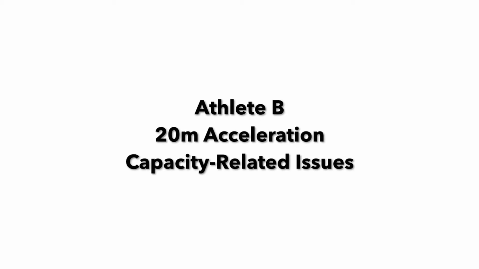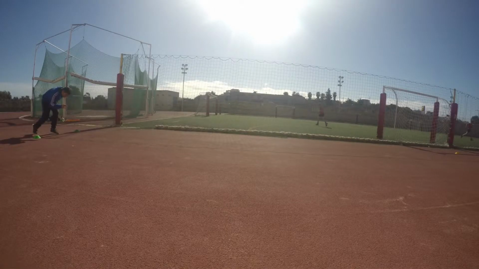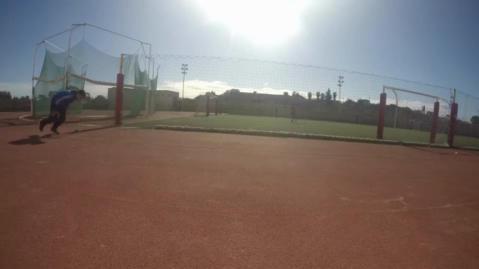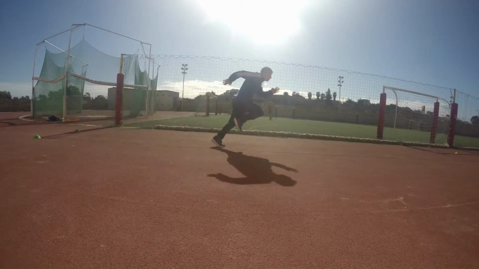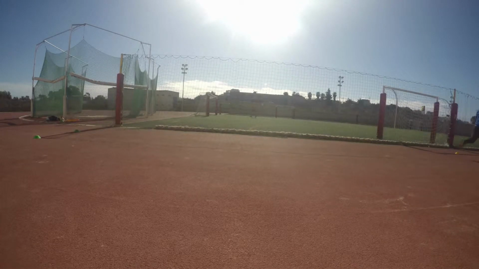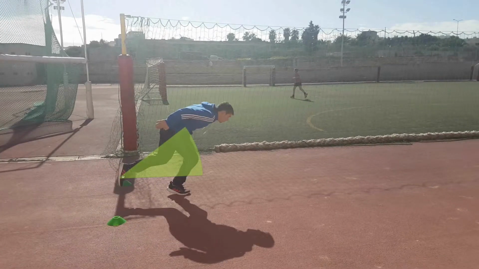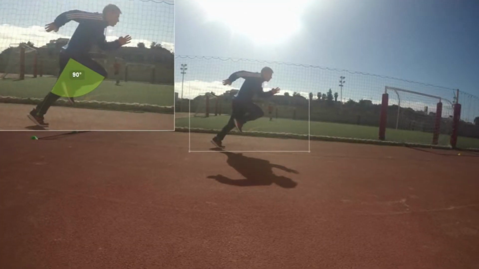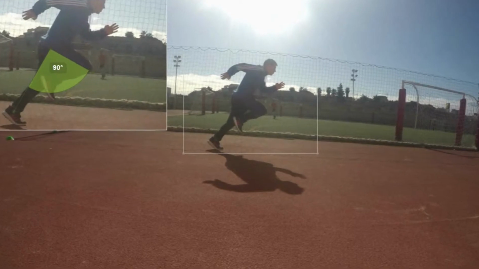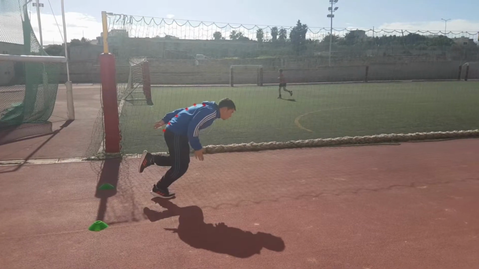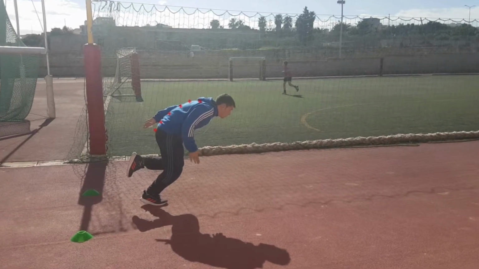Athlete number 2 is myself completing the 20-meter acceleration. As it can easily be seen, there are also some issues with my technique, but this time the problem is derived from a capacity angle. Unlike the first athlete, there were no problems with regard to the forward lean angle and the knee drive. However, it is quite clear that during the start, a kyphotic curve is occurring.